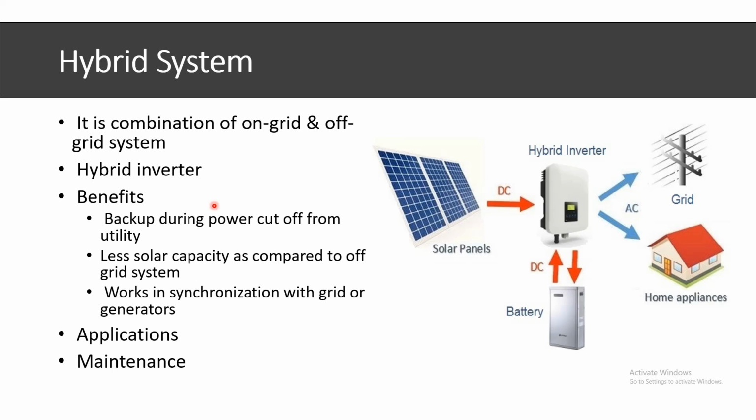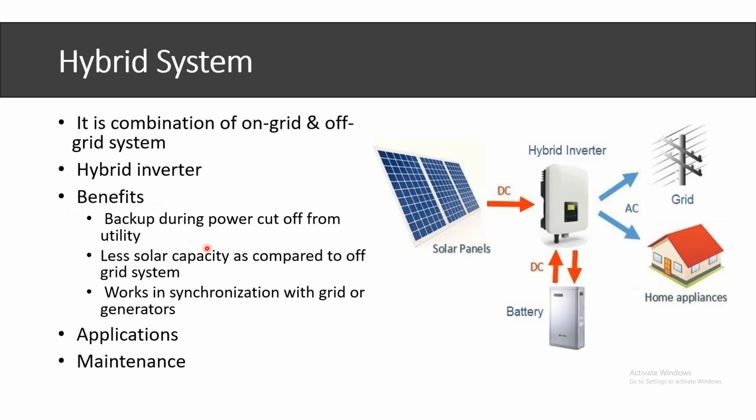Next is it works in synchronization with the grid or generator. So this inverter is specially designed to work in synchronization with the grid as well as generator. So you can use this kind of system for remote areas to fulfill your power requirement. For example, suppose you have an on-site project, okay, and you are working there and there is no grid connection available, so you can use this system with a backup generator to have a very reliable power system. Okay, talking about maintenance, the maintenance is almost the same as the off-grid solar system.